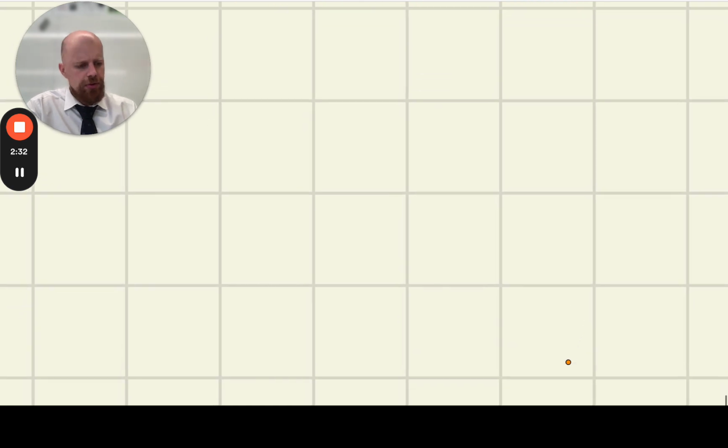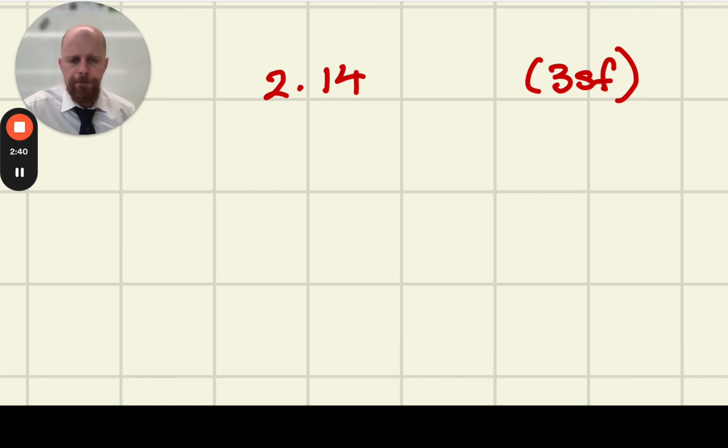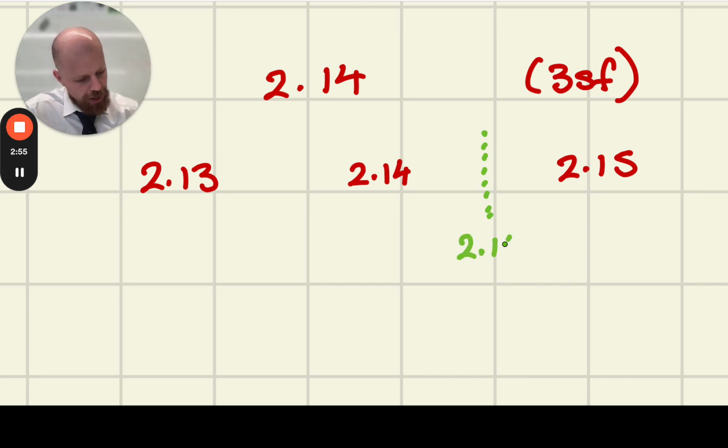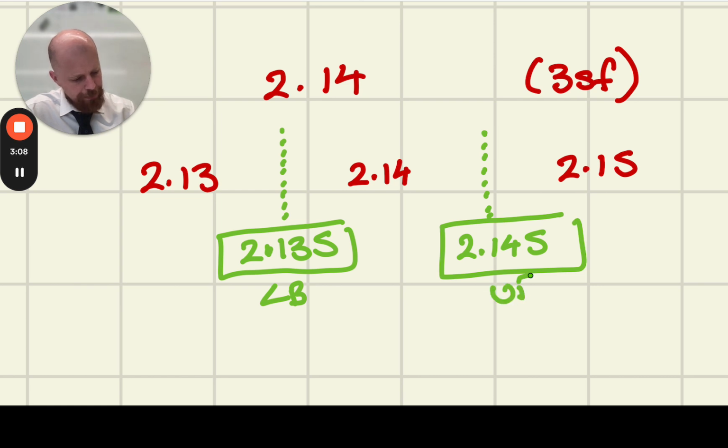Let's do another example. Let's say that I'm looking at 2.14, and this is rounded to 3 significant figures. Well, the number before it would be 2.13. We'll write 2.14 in the middle, and then 2.15 afterwards. The upper bound will just be here, halfway between 2.14 and 2.15. That's 2.145. The lower bound is exactly here. It's 2.135. So that's your lower bound, and that is your upper bound.